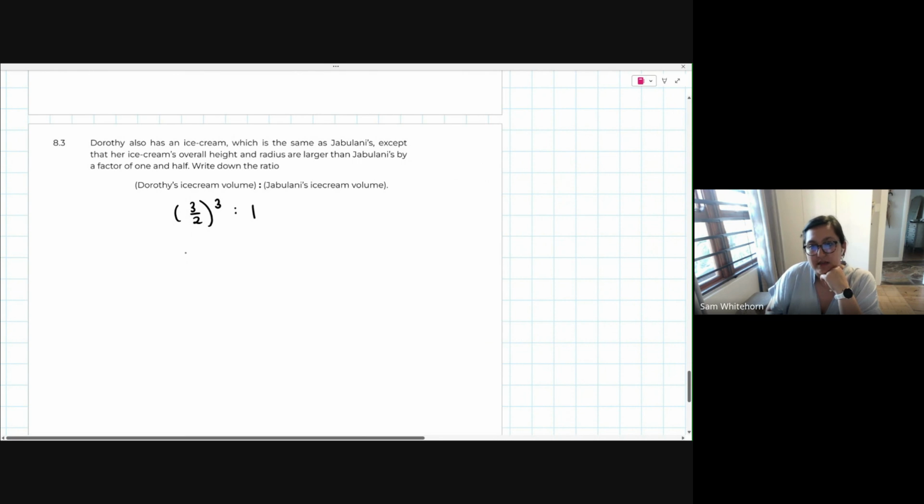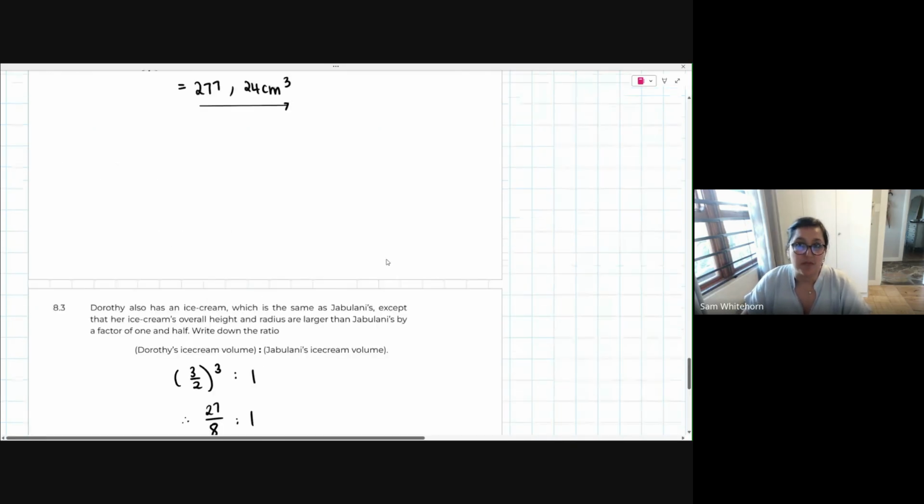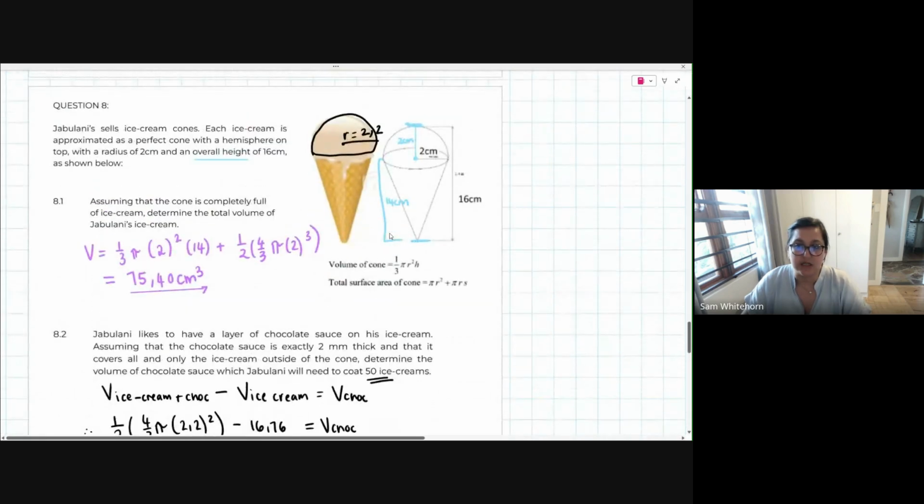Now, what this ends up being is 27 over 8 to 1. And then because we never want fractions in a ratio, I'm just going to times both sides by 8, and I get that the ratio is 27 to 8. So this just goes back to the discussion we had earlier in terms of if we are tripling, doubling, 1.5 times in a dimension, that needs to then factor into the dimensions I'm multiplying for the volume. Again, definitely a more complex question, but just think about how many dimensions it is you're increasing and by what factor.